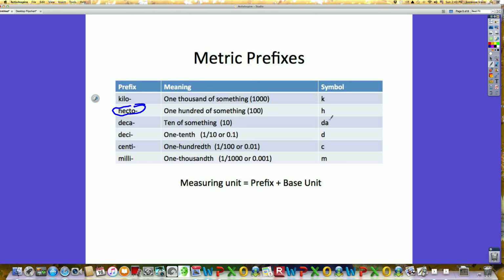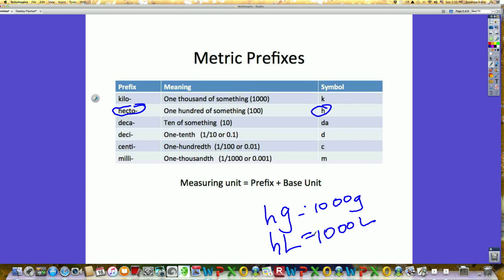And the symbol for that is a small h. So a hectogram would be Hg. A hectoliter would be HL. This would be equal to 1,000 grams. This would be equal to 1,000 liters. So it's a bigger unit of measurement.